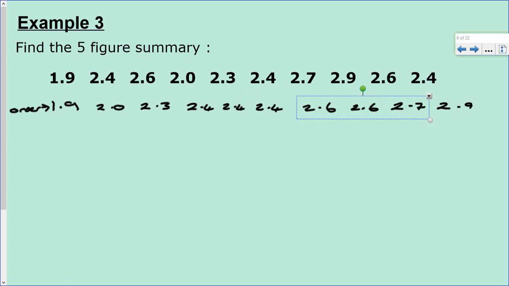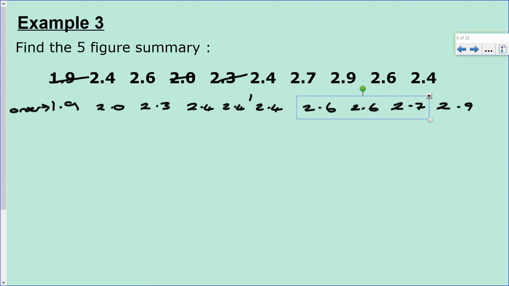And 2.9. It does help when you go through, you can score them out as you go, so you've got less to work with. But make sure if you've got a repeated number, you don't miss it out. So you've got 1, 2, 3, 4, 5, 6, 7, 8, 9, 10. Now again, an even number means it's not going to be an exact number in the middle of our numbers. So you have to count in 5. 1, 2, 3, 4, 5.